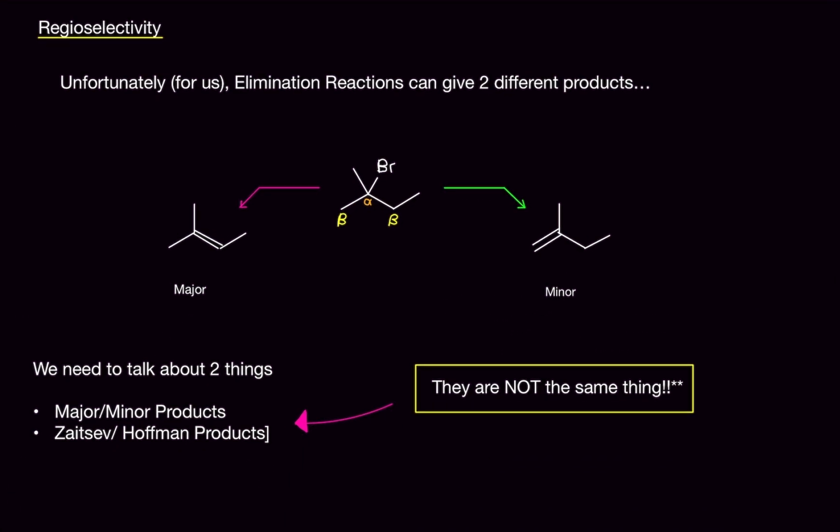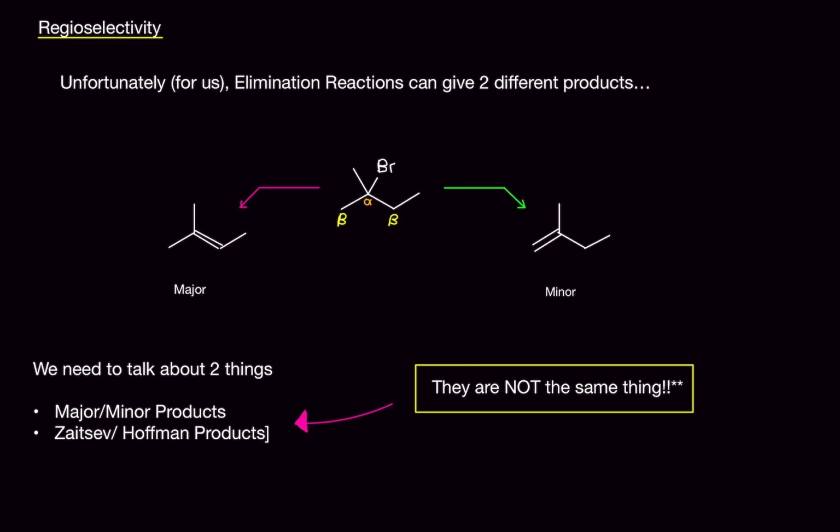But how do we know which one to draw? There are things we need to talk about, and that is major or minor products and Zaitsev and Hofmann products. It is very important to know, and a lot of organic chemistry students make this mistake. So you're not alone if you think this as well. They are not the same thing.